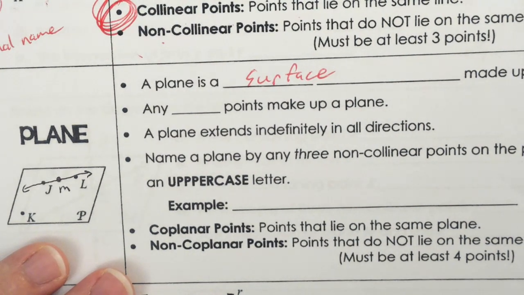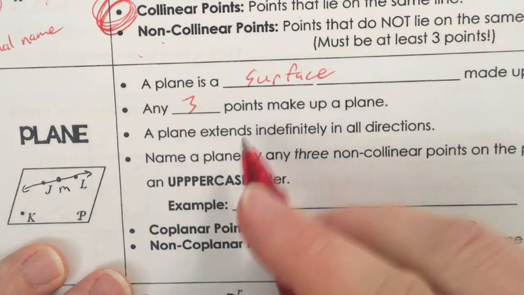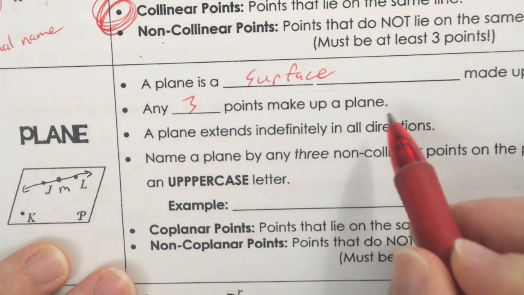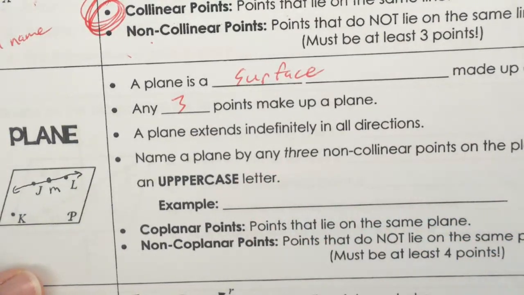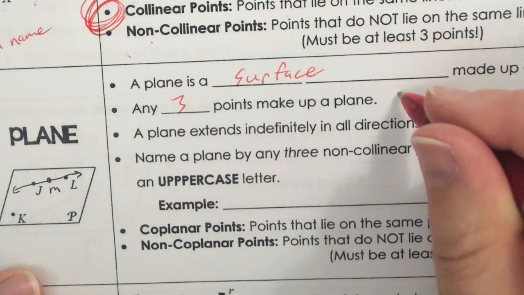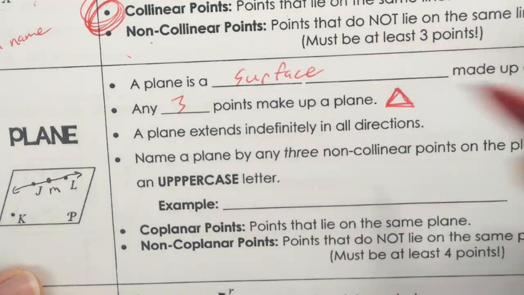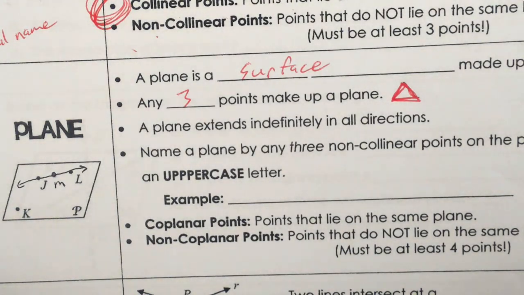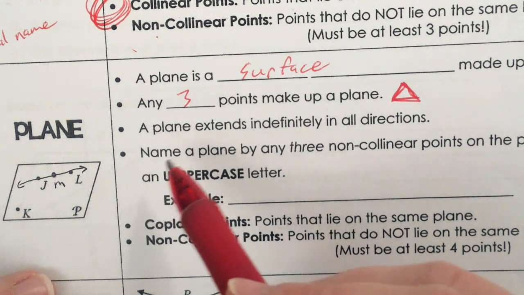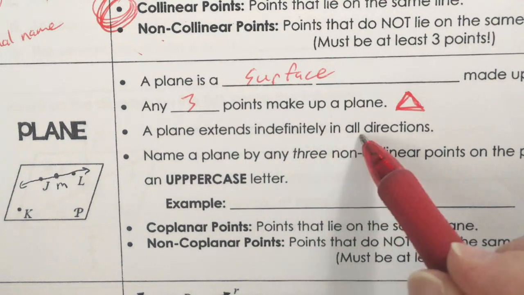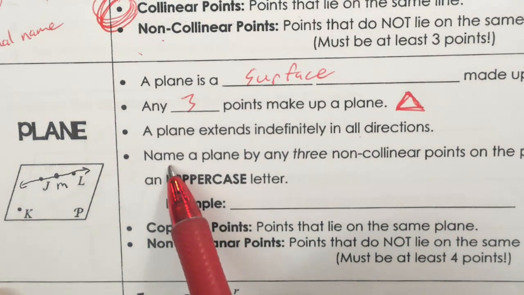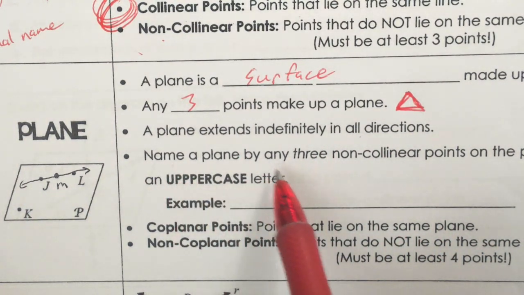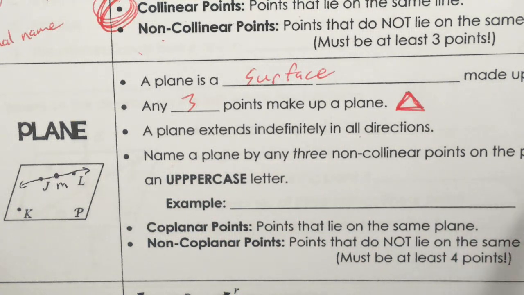Any 3 points make up a plane, but they have to make a triangle when they do it. So they have to be non-collinear. Any 3 points that make a triangle make up a plane. A plane extends infinitely in all directions. Name a plane by any 3 non-collinear points on the plane or an uppercase letter.